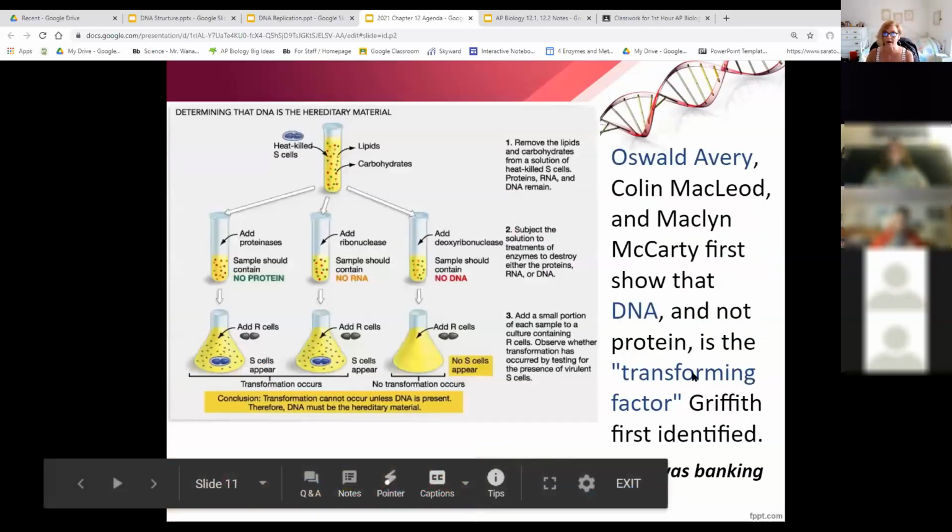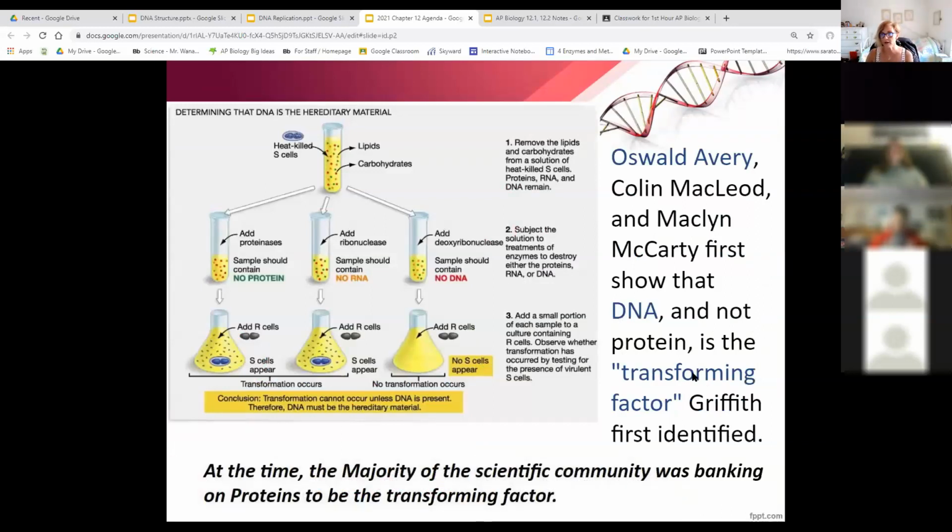Okay, so here's where Avery, MacLeod, and McCarty come in. And I didn't have them in your notebook because I was thinking our book didn't cover them too much. And then I looked at your pretest and I'm like, oh shoot, I thought the question I had given you was a Hershey-Chase question, and it was an Avery, MacLeod, and McCarty. So I felt like I had to talk about that today, because after today, we're moving on to other stuff.